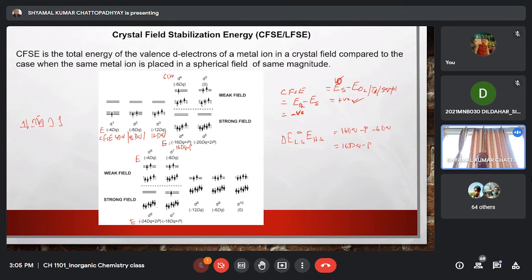Fortunately or surprisingly, if you subtract anywhere, it will always be a contest between 10 Dq and P. So you can see here whether low spin will be more stabilized or high spin will be more stabilized. It depends on this factor, 10 Dq minus P. If your pairing energy is more than 10 Dq, then this is negative.